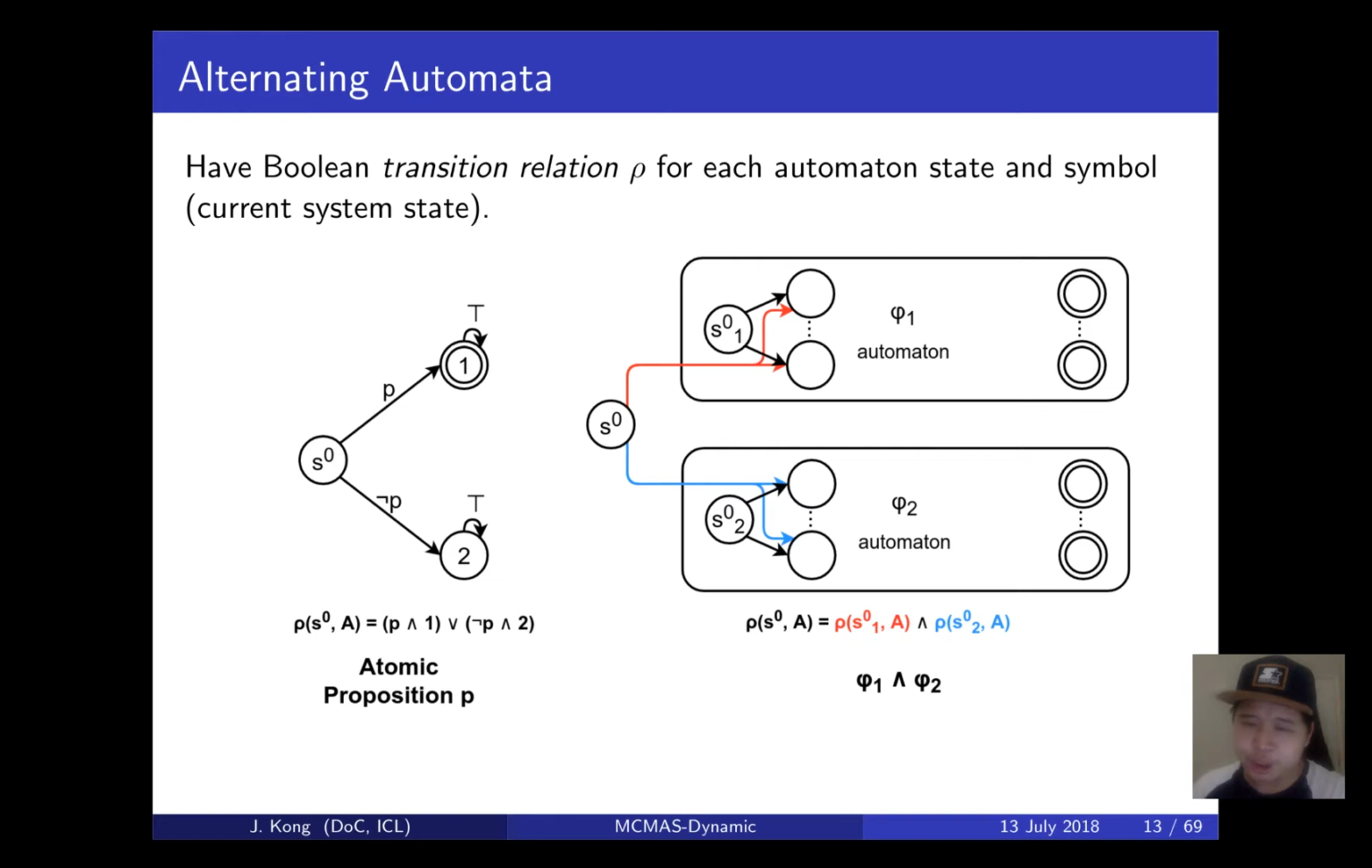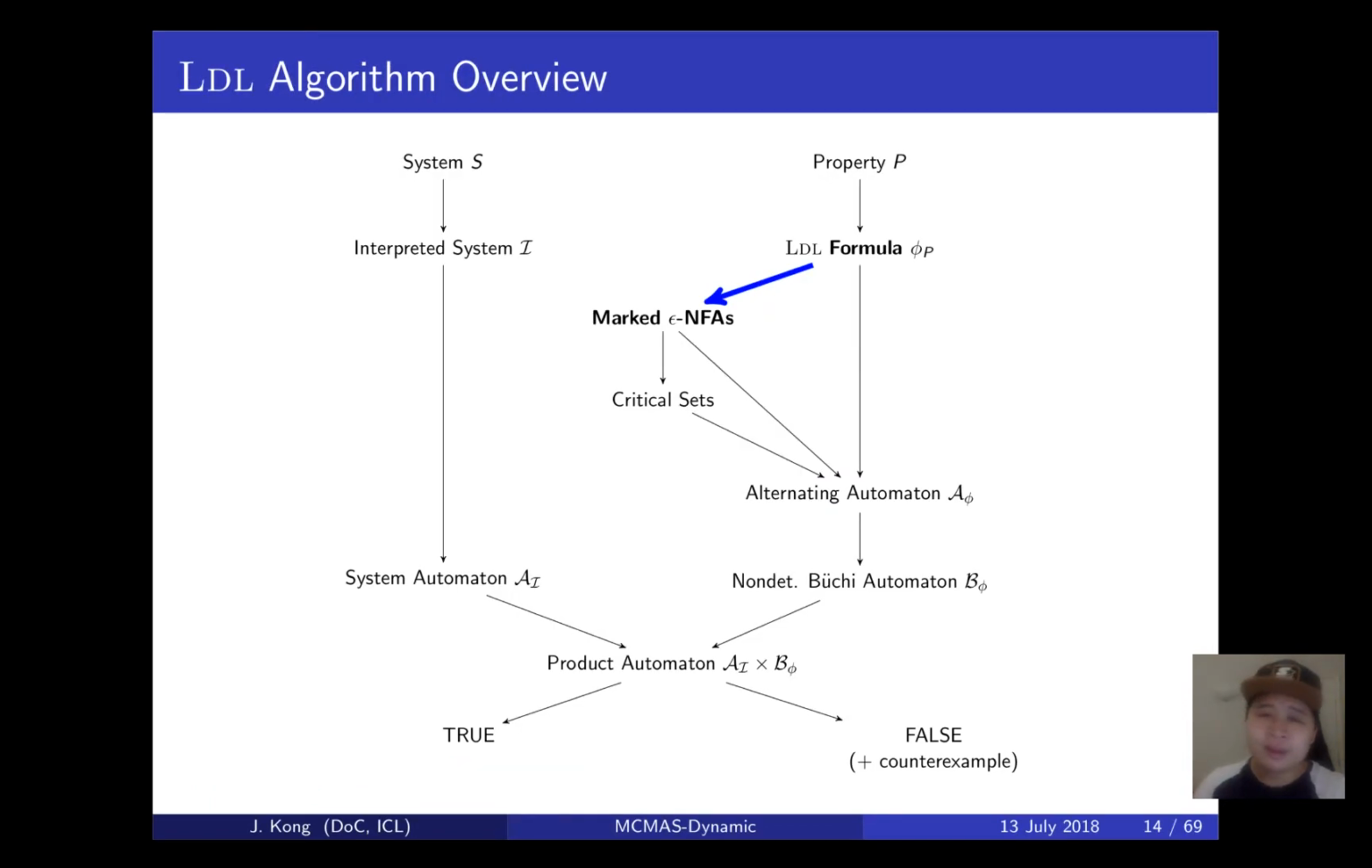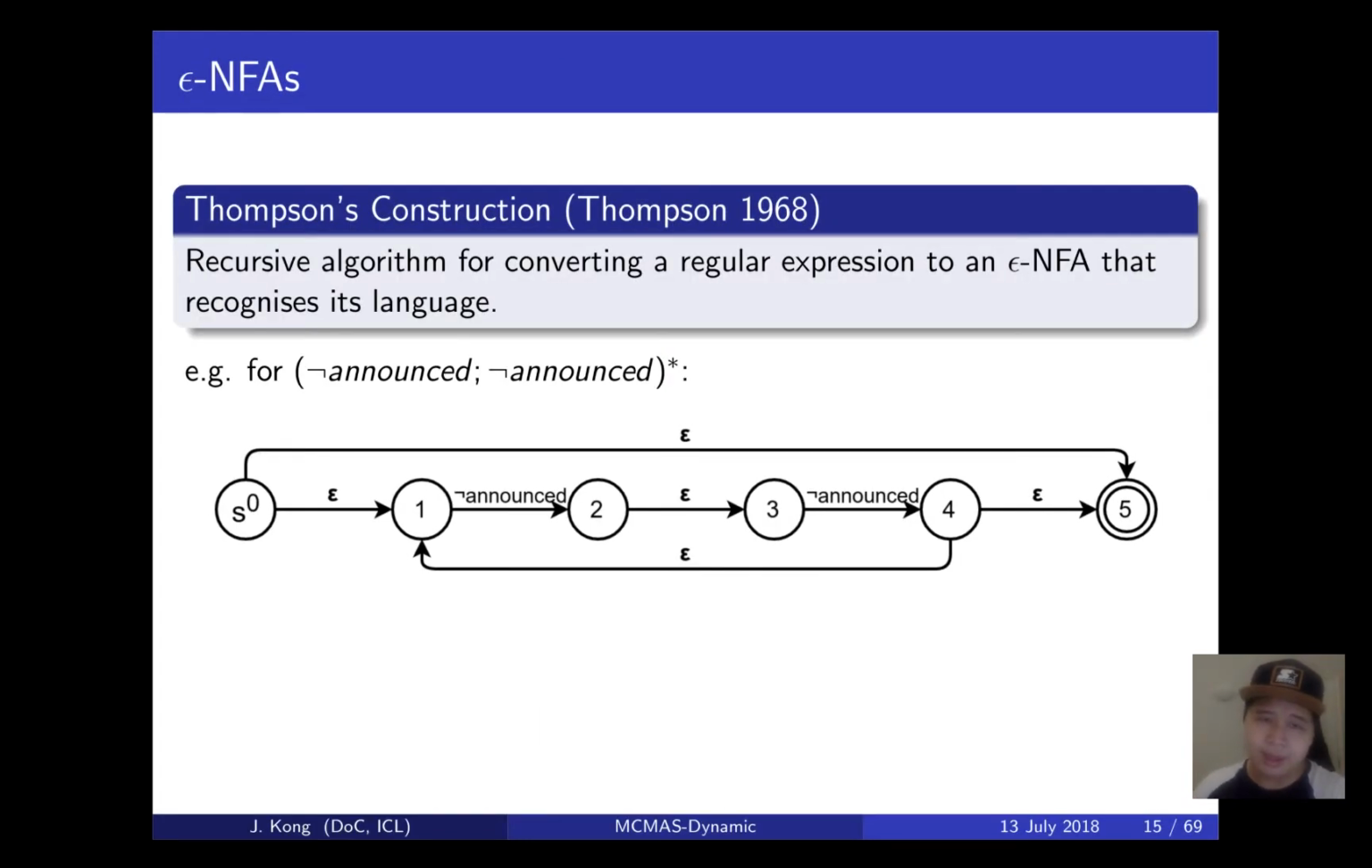Moving on, for conjunction, what we want to do is transition into automata for both subformulas of our conjunction. So this covers the propositional cases, but we still need to deal with the modal ones. For this, we rely on the similarity between the LDL path expressions and regular expressions from string processing. So we build epsilon NFAs for each of the path expressions that we have. This is based on Thompson's construction from string processing, which is a relatively well-known algorithm for converting a regular expression to an epsilon NFA that recognizes its language.